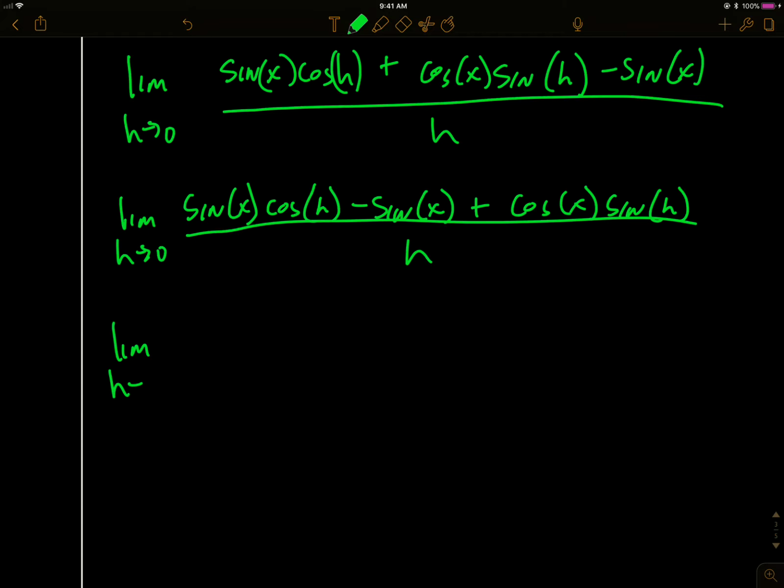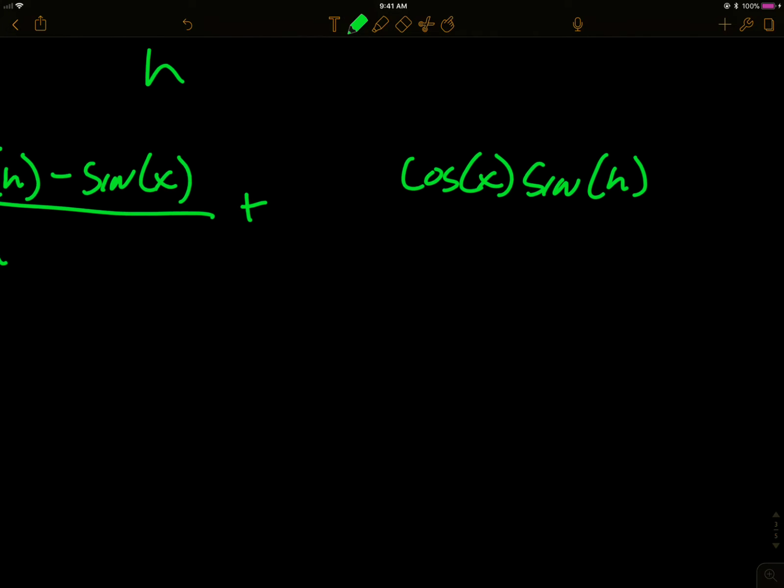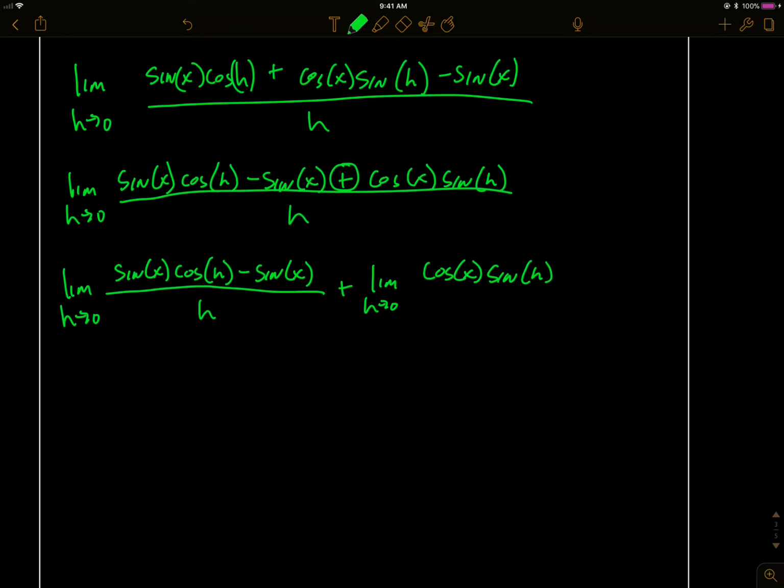So now we're going to apply some properties of limits. We're going to decompose our addition, looking at this as addition of fractions. So we're going to have sine of x times the cosine of h minus the sine of x, all over h, plus the cosine of x times the sine of h. Oh, whoops, I have to write the limit in front of that. The limit as h approaches 0, all over h.